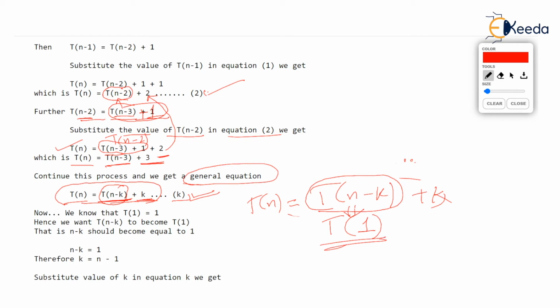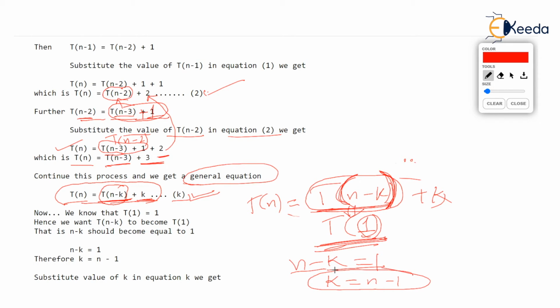Why are we interested in T1? Because T1 is 1. We know a solid answer for T1. Now it is not in terms of T again. So we want this T(n minus k) to become T1. That means whatever is written in the bracket, n minus k, should become 1. If n minus k becomes 1, then only we will get T1. But then if n minus k should be 1, then k should be n minus 1.